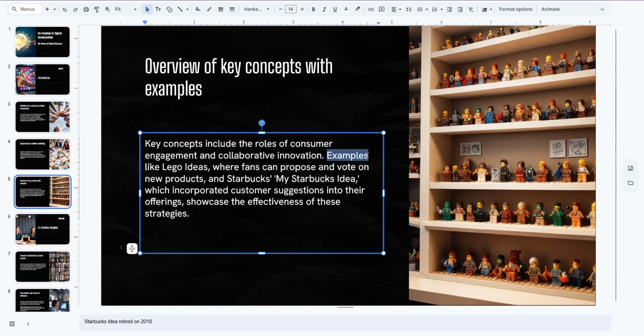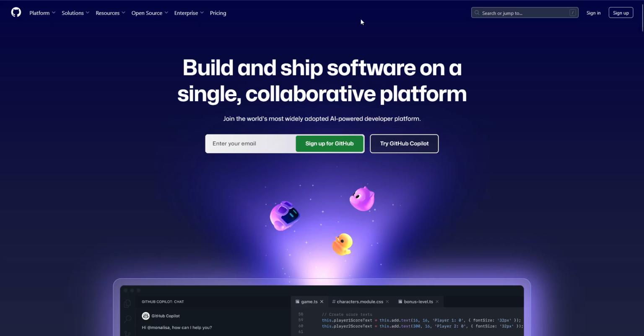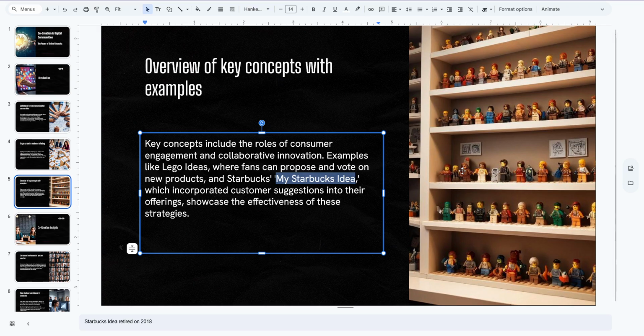So a simple example is the Lego Ideas, where fans can propose and vote on new products, and also Starbucks, My Starbucks Idea, which incorporated customer suggestions into their offerings, showcasing the effectiveness of this strategy. So there's Lego Ideas and My Starbucks Idea. There are several others like Adobe, how they are using it. So different companies will have different sorts of strategies.